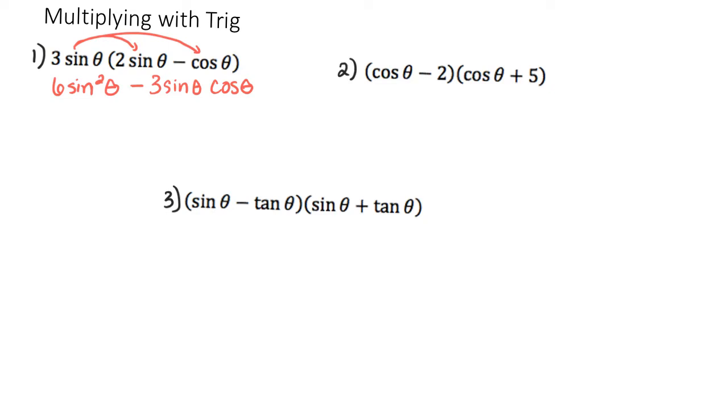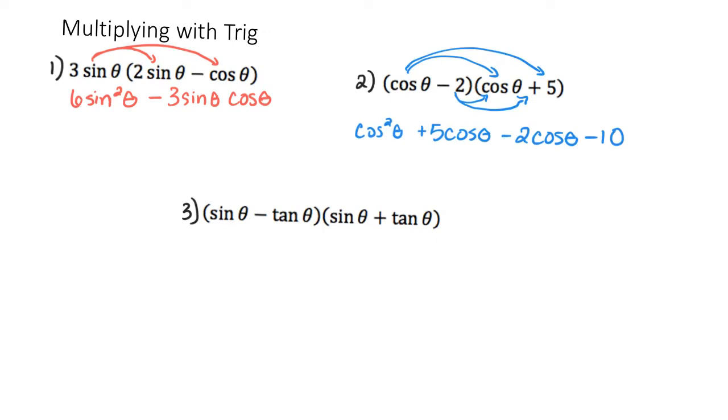In number 2, where I have cosine of theta minus 2 times cosine of theta plus 5, I'm going to think about this like the FOIL method or double distribution. First, I'm going to multiply my cosine of theta, then I'm going to multiply negative 2, and I'll see if I can combine like terms. See if you can do your distribution on your own.